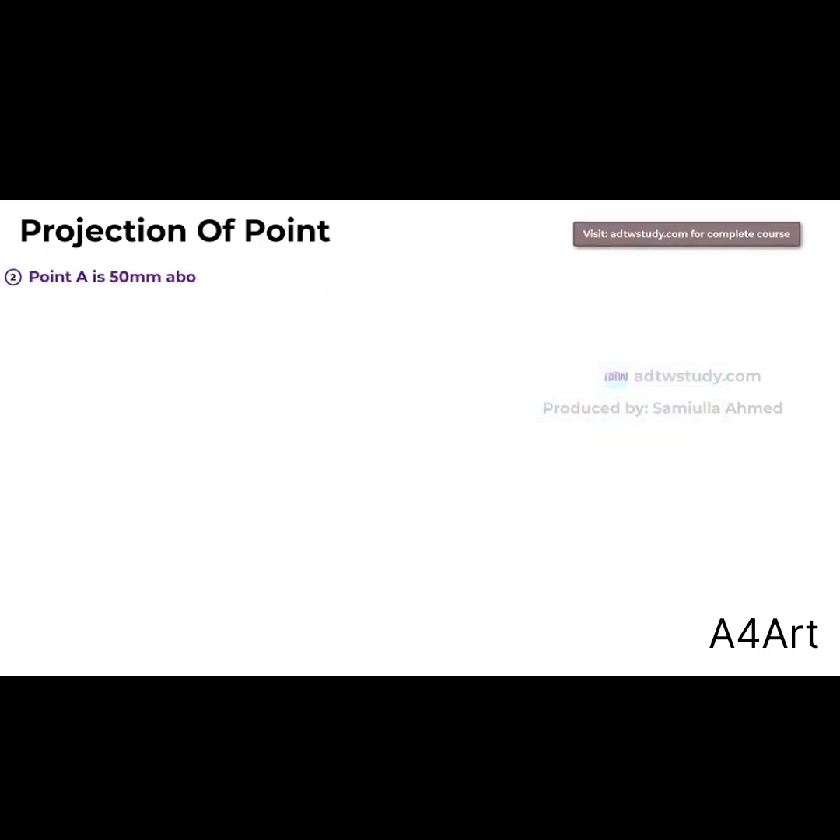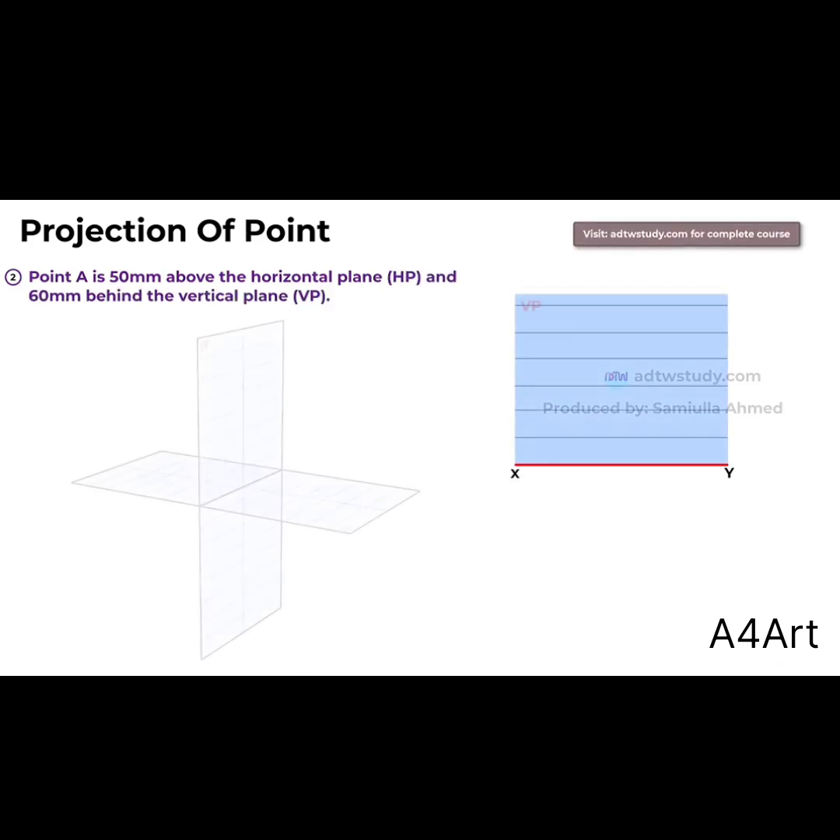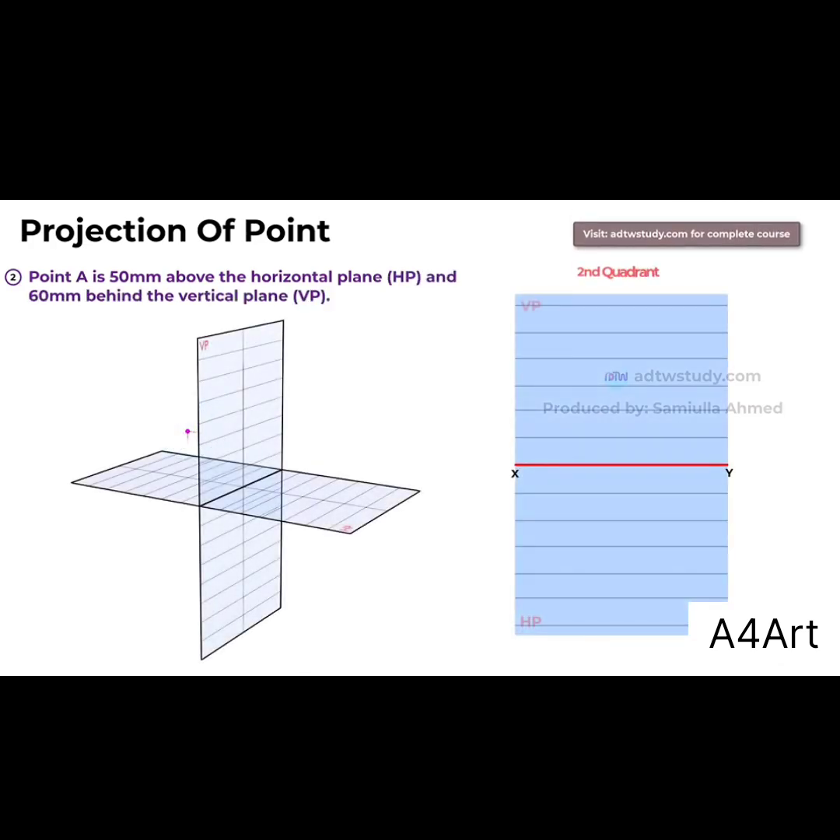Now, let's examine another case. Suppose point A is 50 mm above the HP and 60 mm behind the VP. This means the point is in the second quadrant. In this configuration, placing the point above the HP and behind the VP results in both the top and front views being positioned above the XY line. Both views align vertically, and the front view of the point is 50 mm above the XY line, while the top view is 60 mm above the XY line.